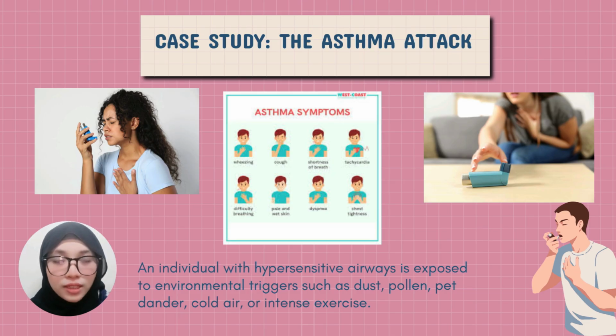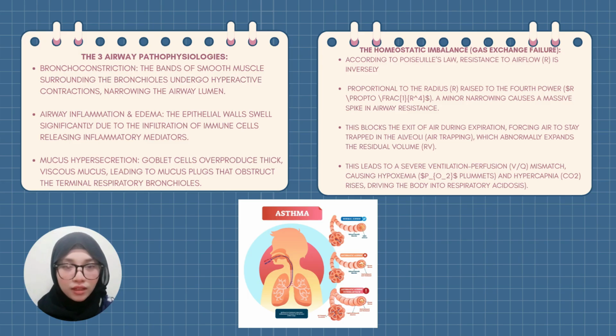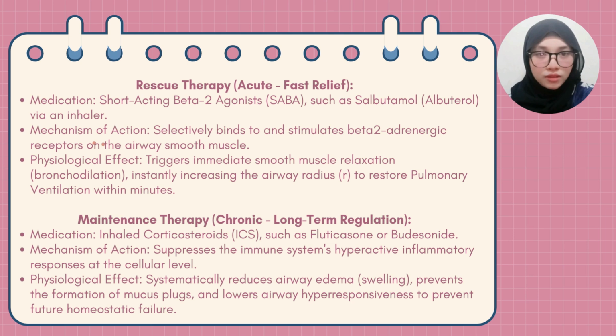This slide shows an asthma attack. It can be triggered by dust, pollen, pet dander, cold air, or exercise. During an asthma attack, the airway becomes narrower due to muscle contraction, inflammation, and excess mucus. This makes it difficult for air to flow in and out of the lungs. Asthma can be treated using rescue medication, such as salbutamol for quick relief, and inhaled corticosteroids for long-term control.